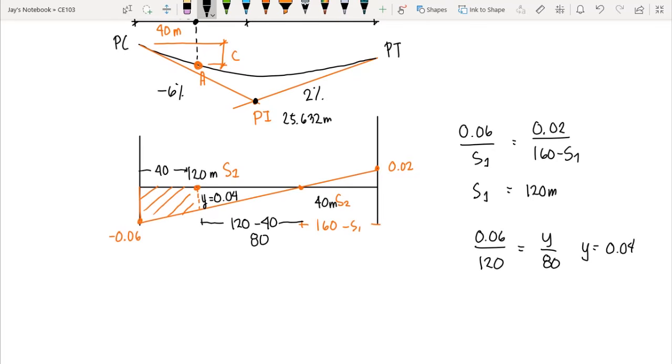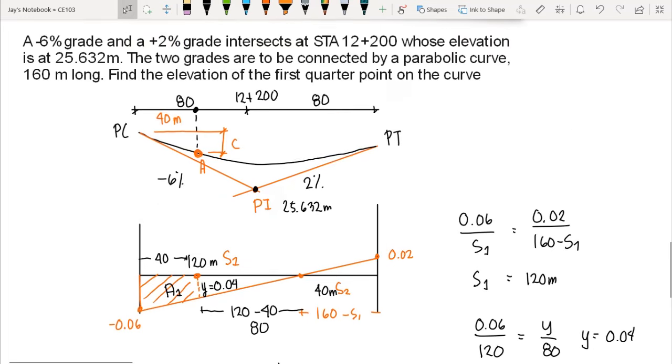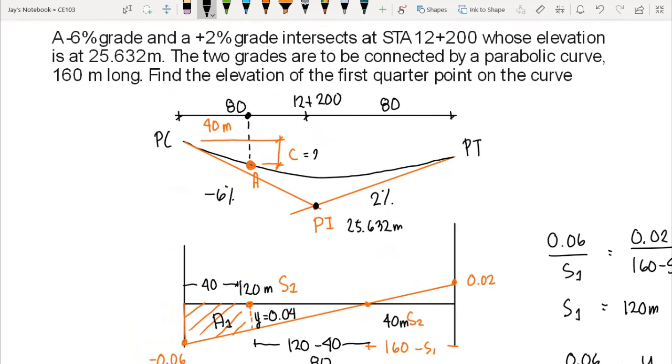So we can now compute the area. Let's say this is our area 1. Area 1 here is the area of a trapezoid. We have 1/2 times 40, that's the length, times 0.04 plus 0.06. We disregard the sign of 0.06 because we are computing the area. Okay, so we have area equals, and this also equals C, correct? Or the difference in elevation between PC and point A. So we have 2 meters. So going back to the parabolic curve, our C here is 2 meters.